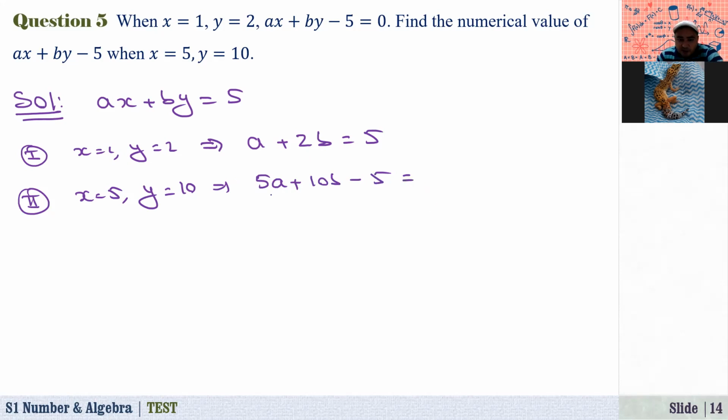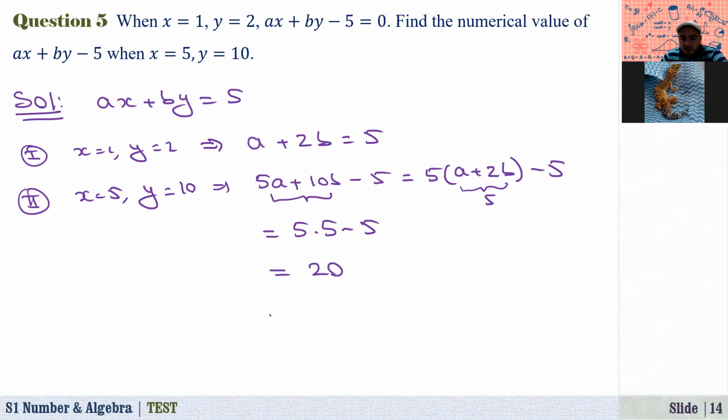The common factor is 5. Just factor out 5. Here we have a plus 2b, and minus 5, which is equal to 5 times what is a plus 2b? We have just found in the previous one that it's equal to 5. So that thing is equal to 5. So here we have 5 times 5 minus 5, which is equal to 20. So the value of the expression when x equals 5 and y equals 10 is equal to 20.